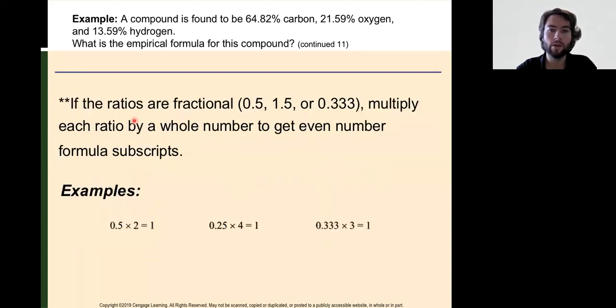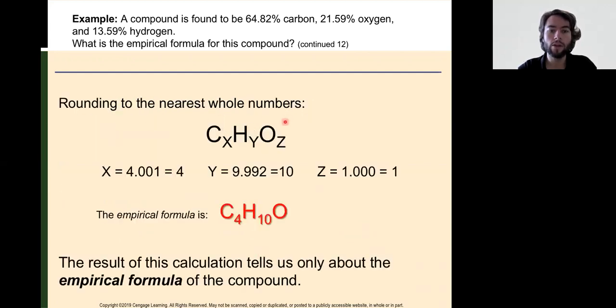That means if the ratios are fractional, 0.5, 1.5, or 0.333, multiply each ratio by a whole number to get a whole number for the formula subscripts. So for example, if it's to the base 0.5, then it's times 2. If it's 0.25, it's times 4. If it's 0.333, it's times 3. This is similar to what we did with the iron oxide magnetite question earlier.